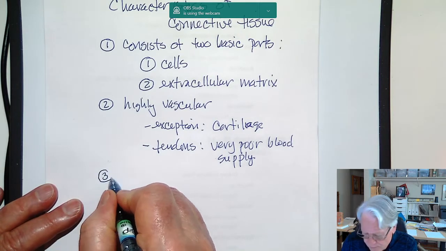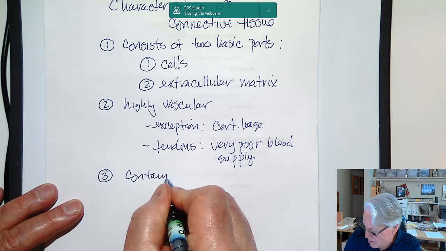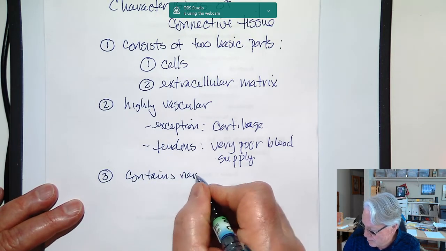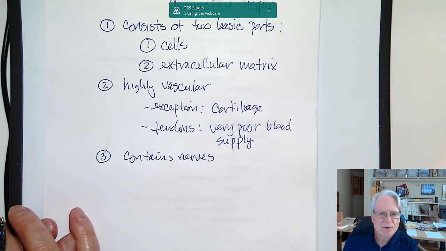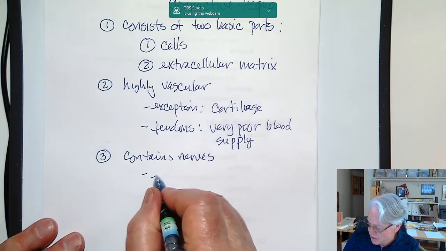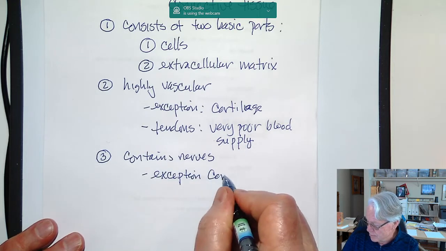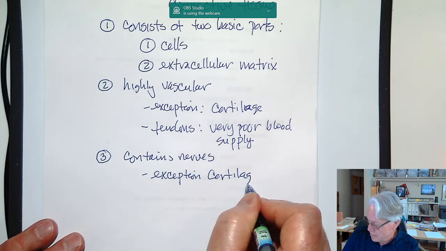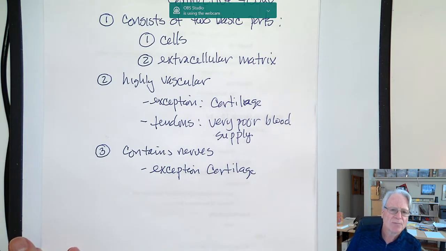Number 3 is it contains nerves. So we do have innervation from the nervous system into connective tissue, with the exception, once again, of cartilage. So again, cartilage is an exception to the rule. Most all the other types of connective tissue, you will find nerves embedded within that tissue.